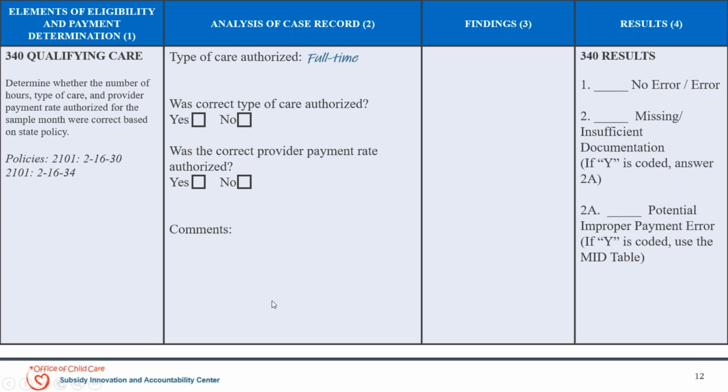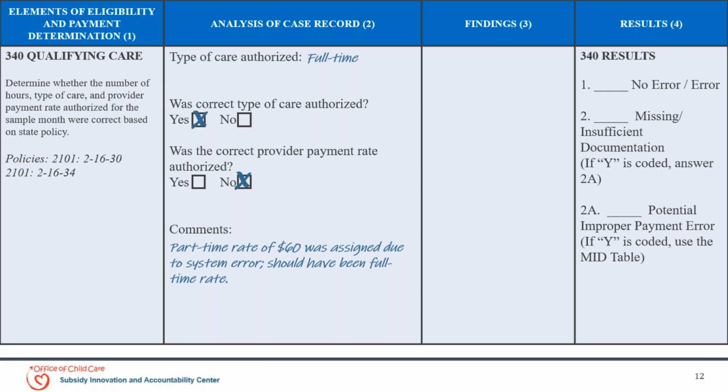So here we've noted that full-time care was authorized. Yes, it was the correct type of care. But no, it was not the correct provider payment rate. So we have an error here. And in this comment section, we describe the nature of the error. The part-time rate of $60 was assigned due to system error. It should have been a full-time rate.